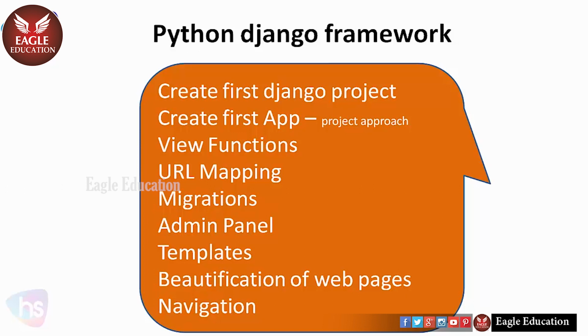We go from here to views, functions and URL mapping: how URLs and links work, how we can map them, clicking a link, menu items and navigation parts, everything will be covered here. And migrations: how to make a model and migrate it, creating the database structures, and the admin panel, which is available by default with the Django framework, and how to enable and activate that module.